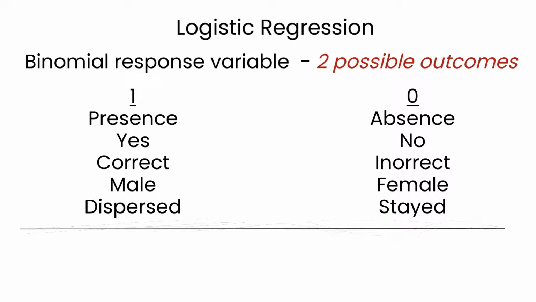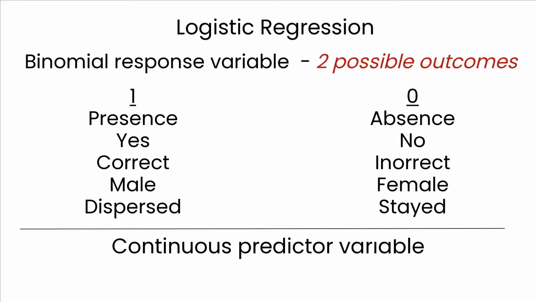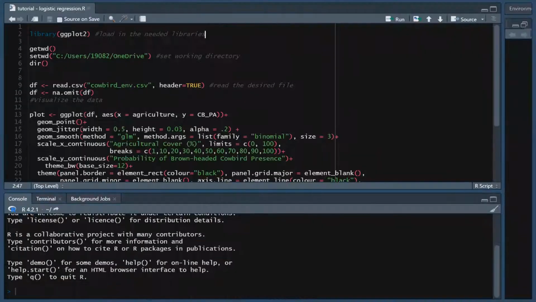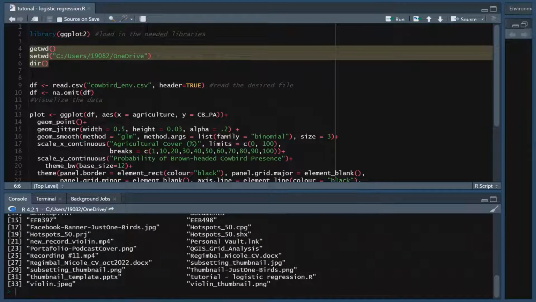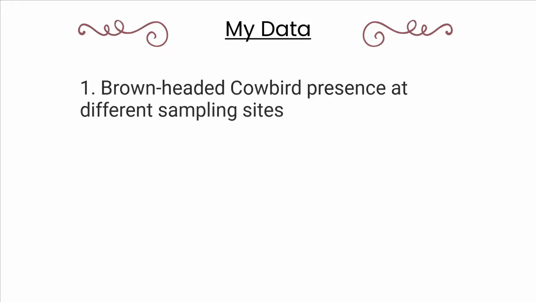Simple logistic regression uses a continuous predictor variable, such as year, time, and temperature. Let's look at an example in R. First, I need to load in the necessary libraries, which in this case is ggplot2. Then I will set my working directory. My data is looking at whether a brown-headed cowbird is present at different sampling sites.